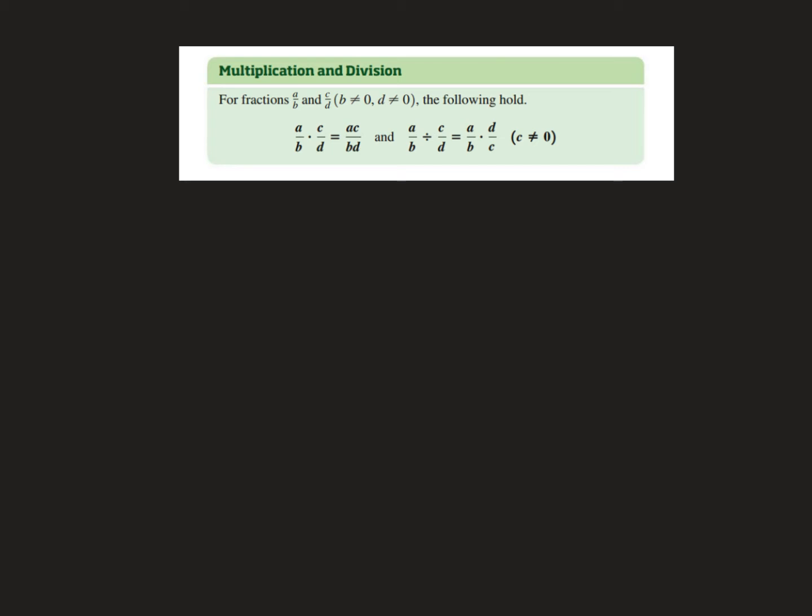Now notice, multiplying and dividing follow some very similar principles in that division actually turns into multiplication. All you do is flip the second fraction. It goes from being c over d to d over c, and it becomes multiplication. Remember, that's called taking the reciprocal when you flip that fraction. So keep in mind that division is just the same as multiplication, except you take the second fraction and flip it.